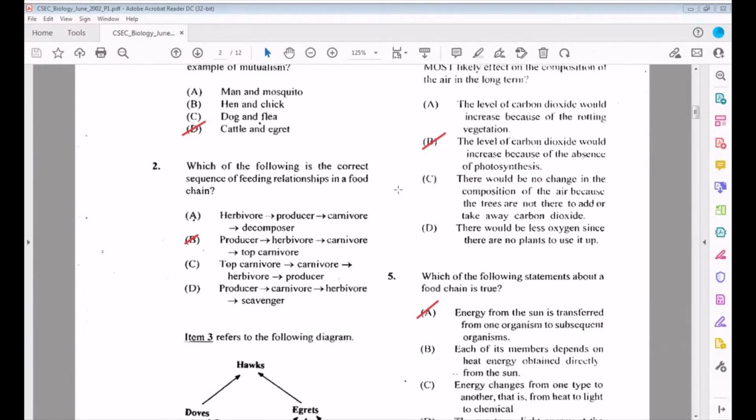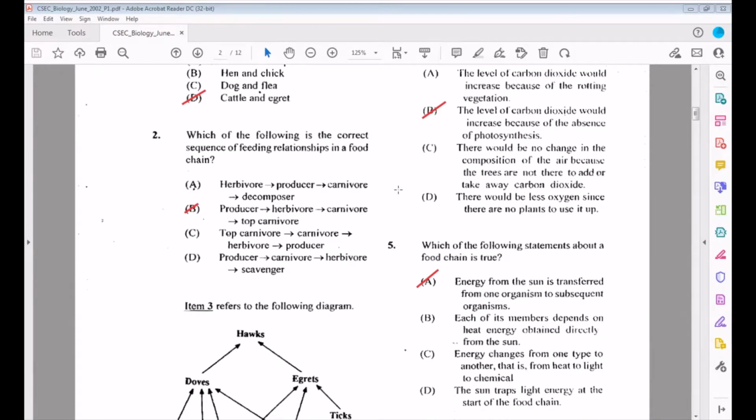Two. Which of the following is the correct sequence of feeding relationships in a food chain? The food chain always begins with the plant, which is the producer, then it goes on to the primary consumer, secondary consumer, and the tertiary consumer. The primary consumer is always your herbivore. Then after that, you have your carnivore, and then you have your top carnivore. In some cases it may be an omnivore, but that's the order it always goes in: producer, herbivore, carnivore, and top carnivore. So the answer would be B.